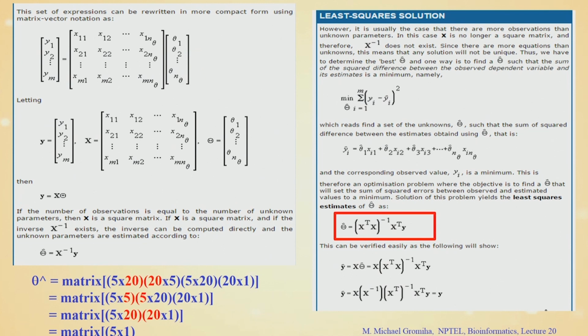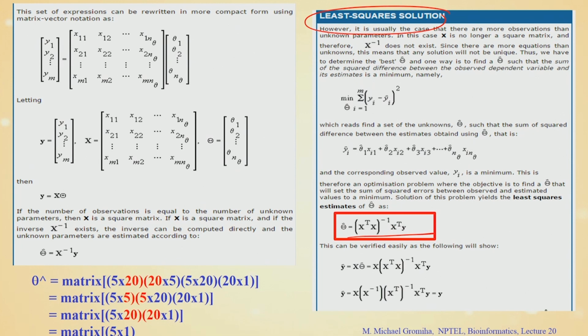But in our case we have 20 equations and only 5 variables. In this case we use the principle of least squares to identify the coefficients so that the deviation is the minimum. You can see the deviation is the minimum of this y minus y bar the whole square. If you do like this, you can calculate the atomic solvation parameters using this equation, x transpose into x, this inverse, and x transpose into y.